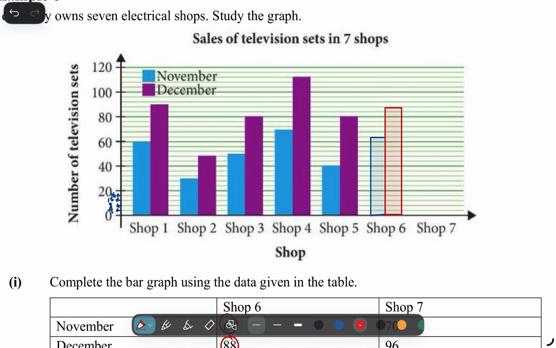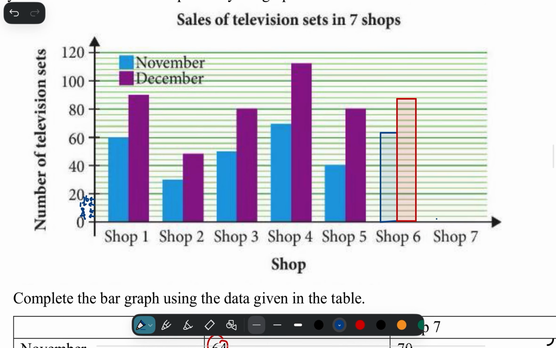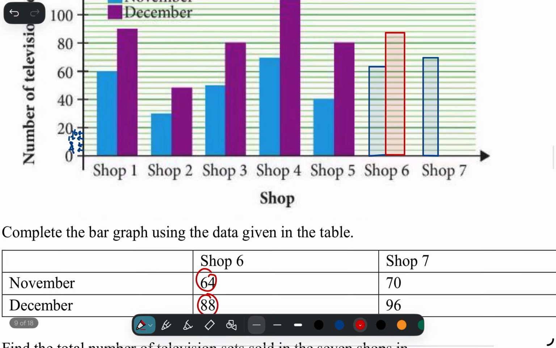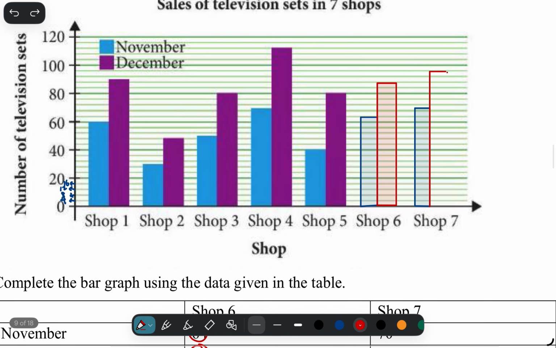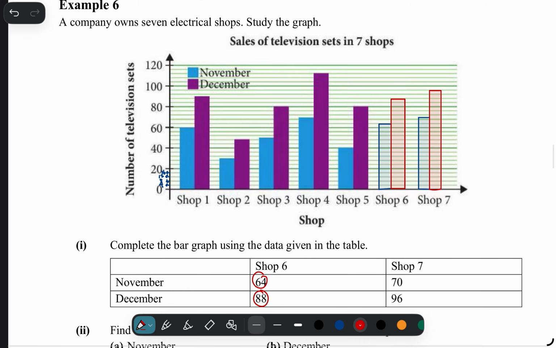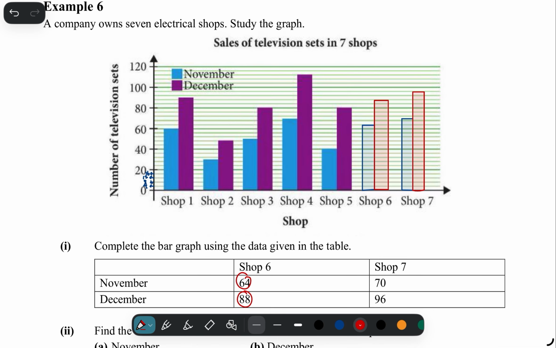Then for shop number 7, likewise, same thing. 70 means somewhere in the middle between 60 and 80, which is about here. Then shop 7, 96. It should look something like this. 96. Okay, this is shop number 7. Alright, so you should see about these two diagrams over here for example 6 part 1.